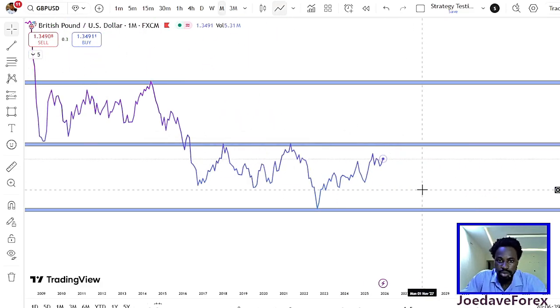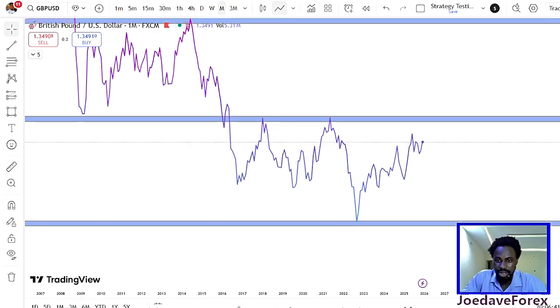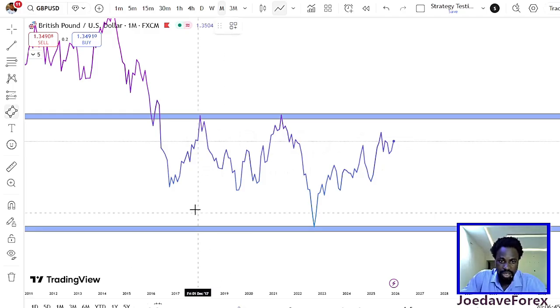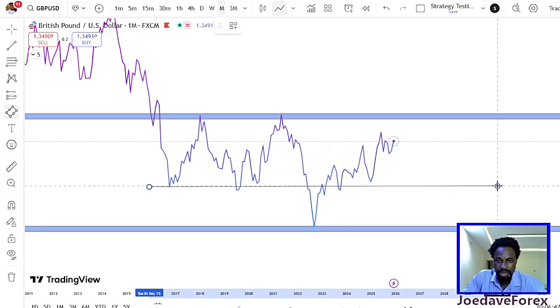As well, after the major levels, there are also some levels which we call the minor levels, but I'm not going to be plotting the minor levels. All we're interested in today is plotting the major levels. For example, this particular level here is a minor level.